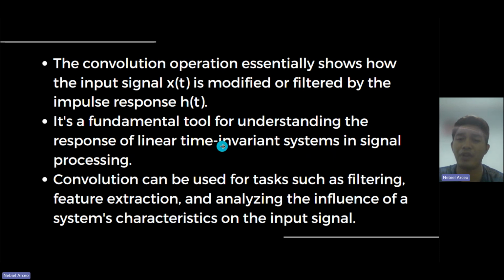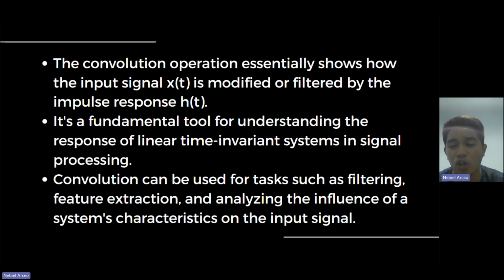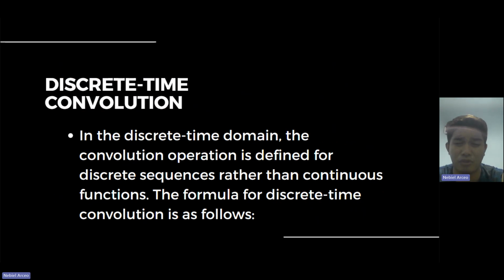So the convolution operation essentially shows how the input signal x of t is modified or filtered by the impulse response h of t. It's a fundamental tool for understanding the response of linear time invariant systems in signal processing. Also, convolution can be used for tasks such as filtering, feature extraction, and analyzing the influence of a system's characteristics on the input signal. Now, let's proceed with the next one, discrete time convolution.